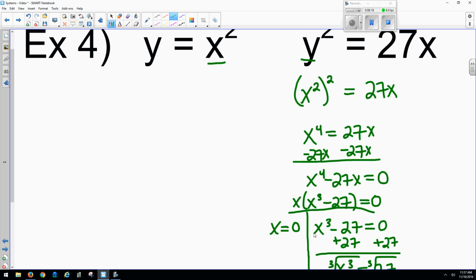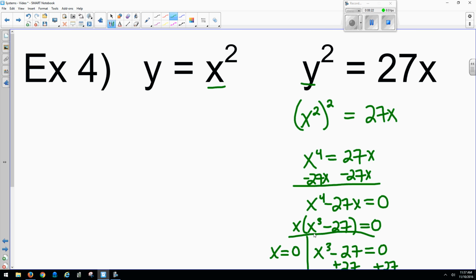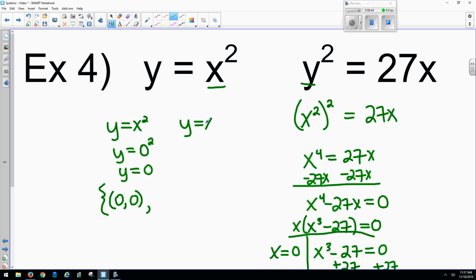Let me scroll up to see what my original equations were, because I need to get the corresponding y values. So I'm going to start with y equals x squared. I'm going to start with the x value of 0, so y equals 0 squared, which is 0. So the ordered pair there is 0, 0. And then I'm going to go ahead and put in the other x value, which was 3. So y equals 3 squared, which is 9. So the ordered pair there would be 3, 9. So that's the solution.